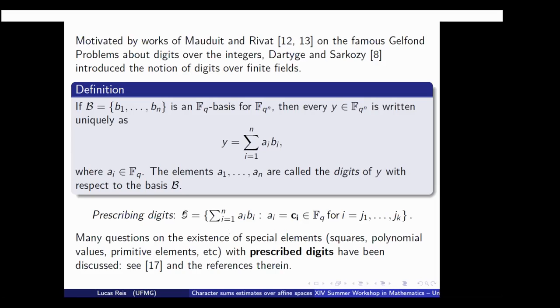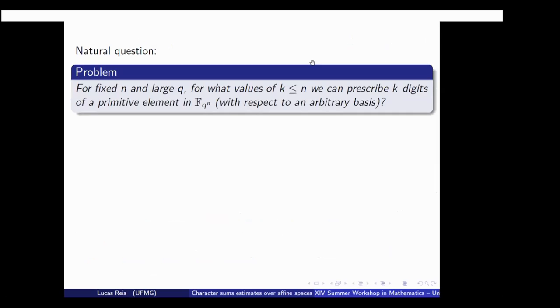So I'm just taking sets of this form, like S, and I'm asking if I have squares, images of polynomial functions or primitive elements, etc. in this set S, right? So I'm just asking if there is a square in Fq whose some digits are pre-assigned. And so here is a nice reference to this work, and we have many references there referring to prior work since this 2014 paper. And so this is a very natural question, considering the setting of digits over finite fields.